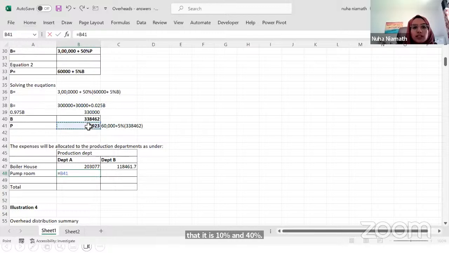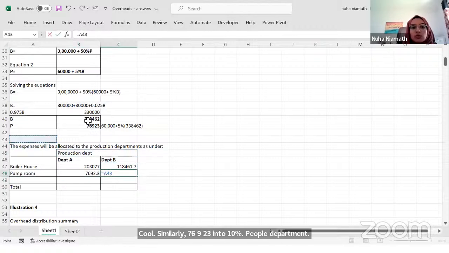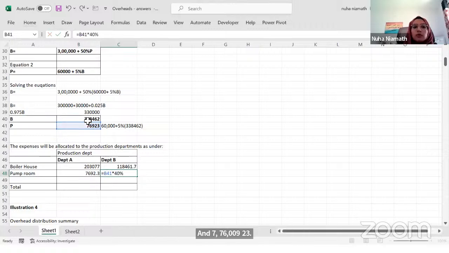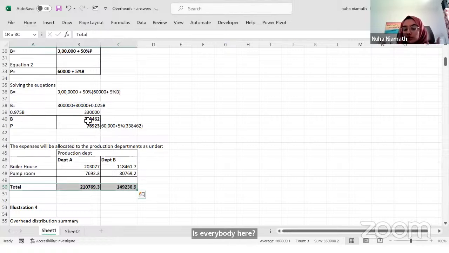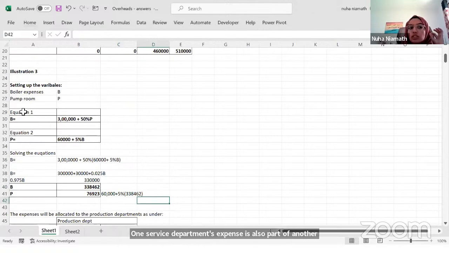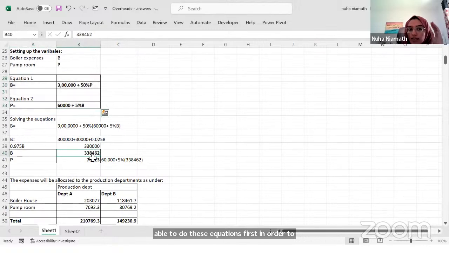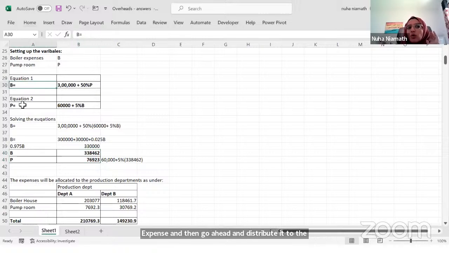So similarly, 76,923 into 10% will be for department A and 76,923 into 40% will be for department B. Is everybody clear? Has everybody understood what we did in this question and what was different? You just need to remember that one service department's expense is also part of another service department's expense. So you will need to do these equations first in order to come up with the exact amount of the final service department expense and then go ahead and distribute it to the various departments. But this part is the most crucial part to understand what your boiler and pump room expenses are. If it's clear, I will proceed with the next question.